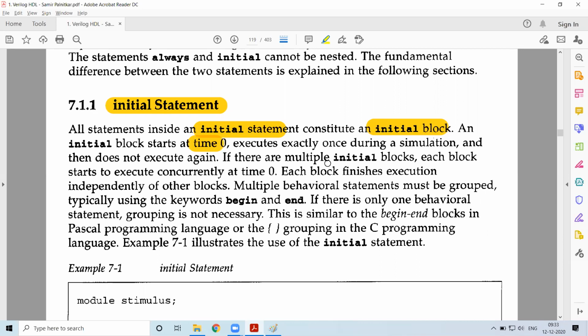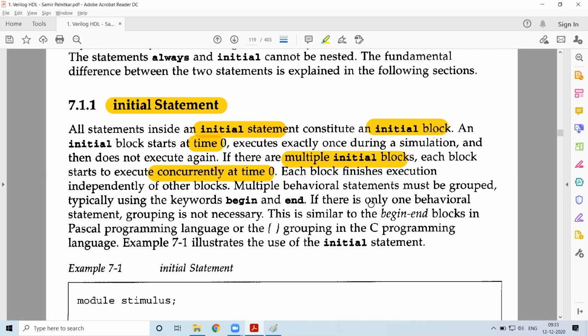Now you can have more than one initial block in your Verilog. You can have multiple initial blocks. If nothing is specified, all actually start concurrent execution. All will be executed at time t equal to 0, where 0 is the time unit specific to the simulation you are looking at.